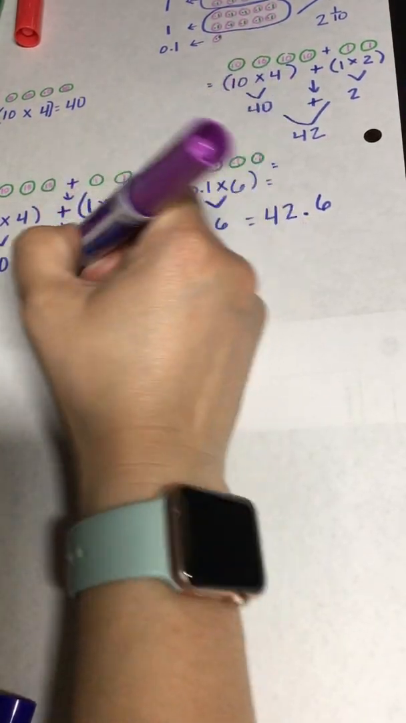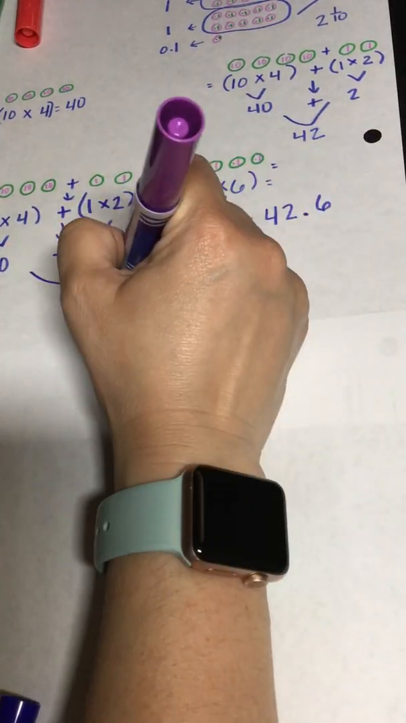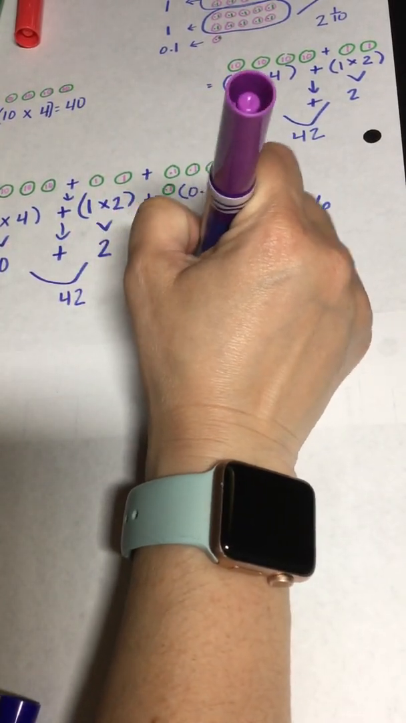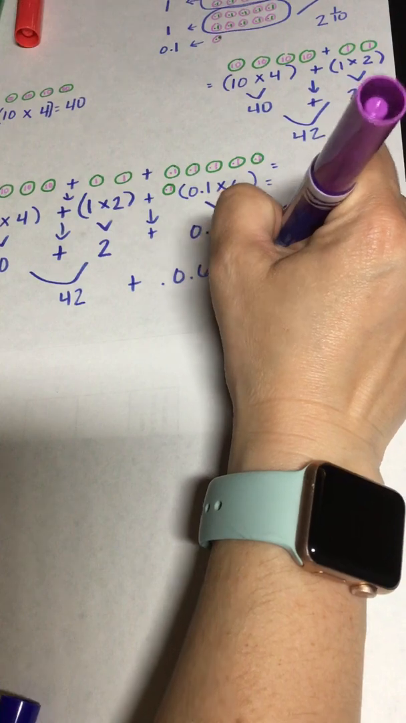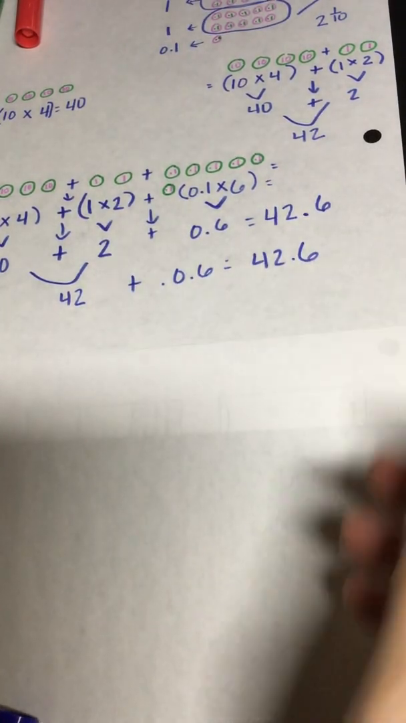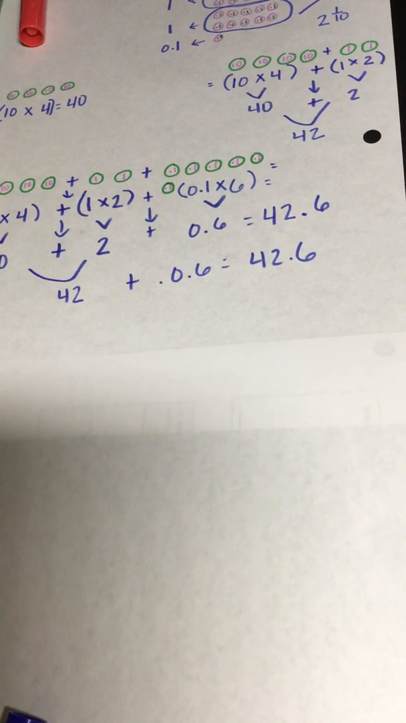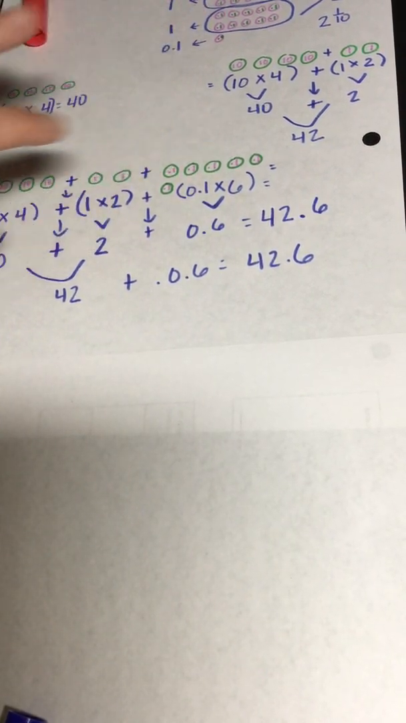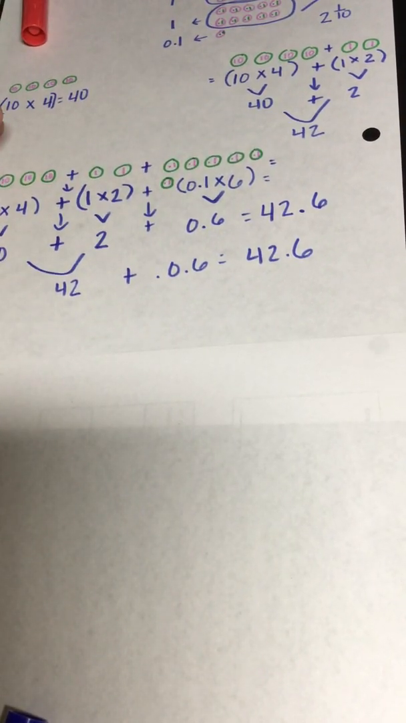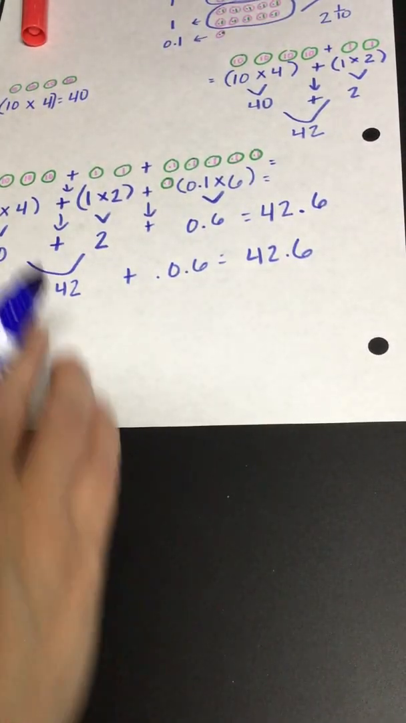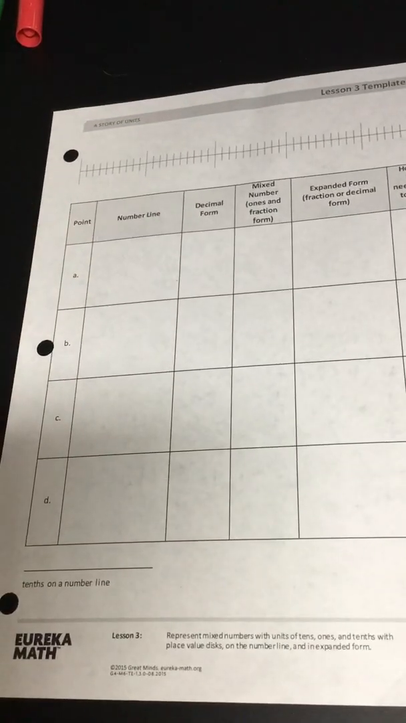Because the 4 and the 2 make 42 plus the 0.6 equals 42.6. So again, all we're really doing is just showing you the expanded form and using our discs to help us understand that expanded form. Because this is what you're going to be doing today on your assignment. We're going to turn this over and we're going to do an example.